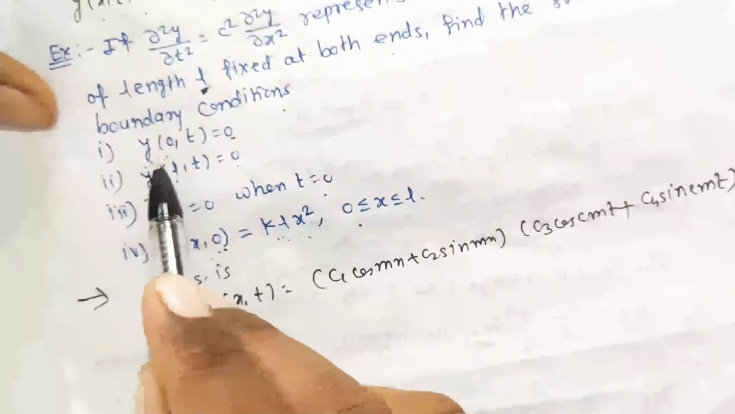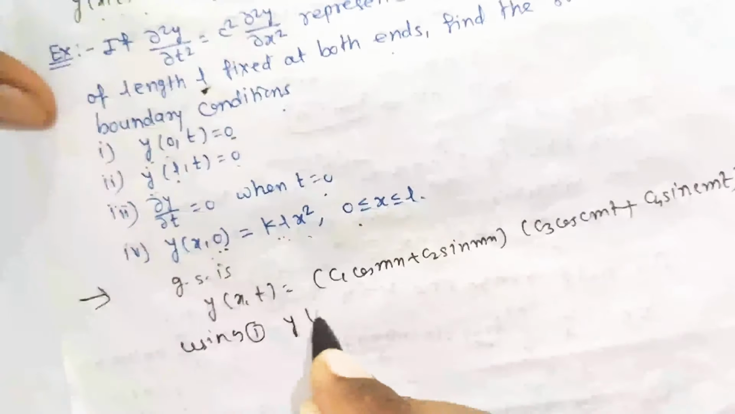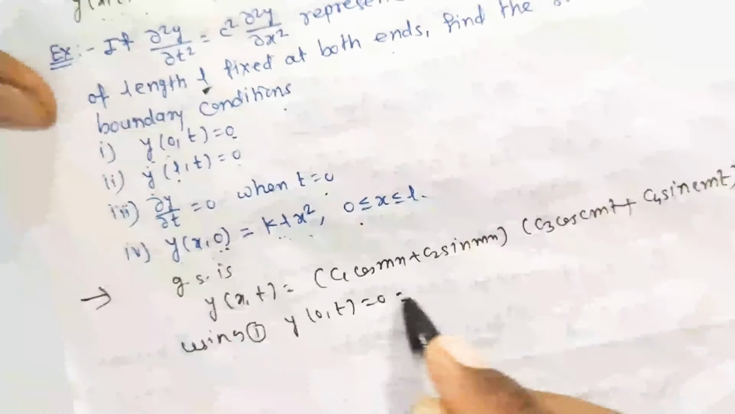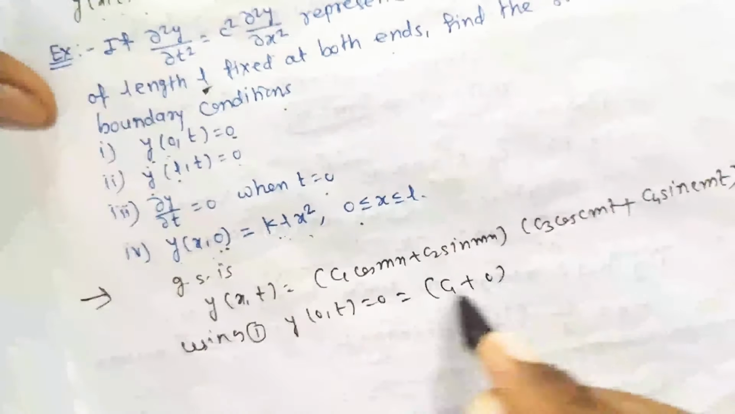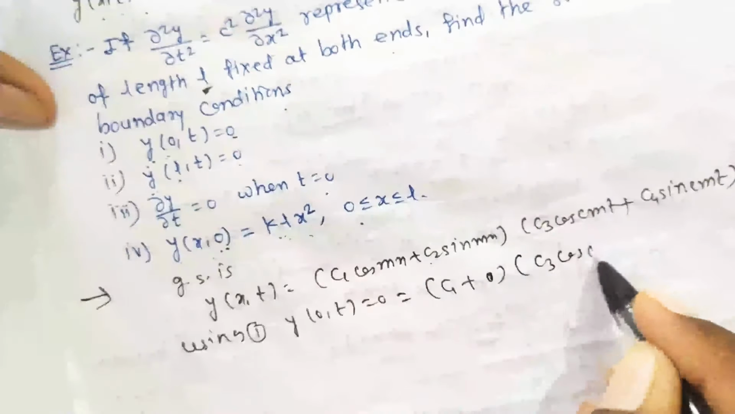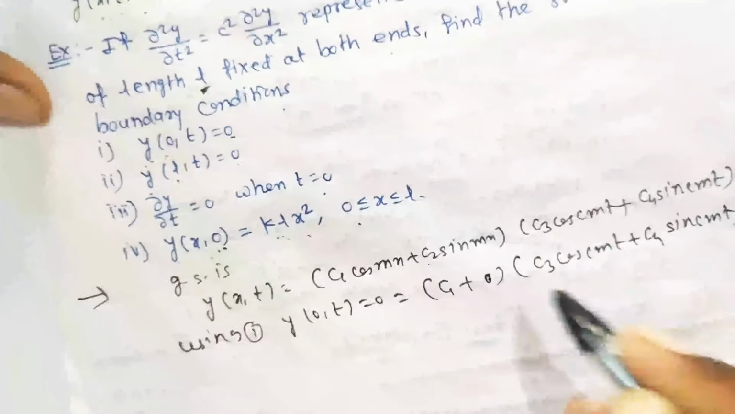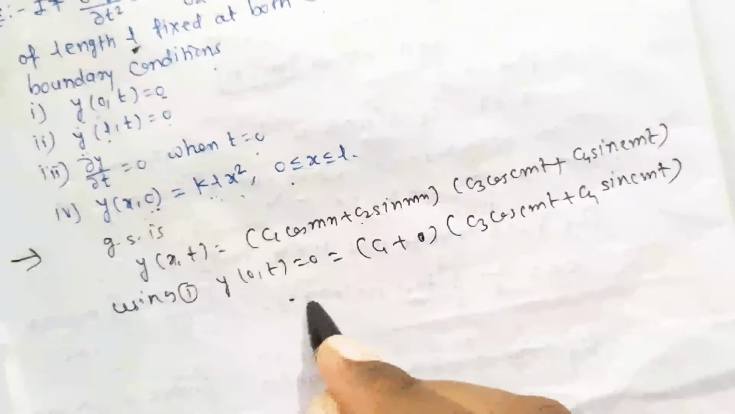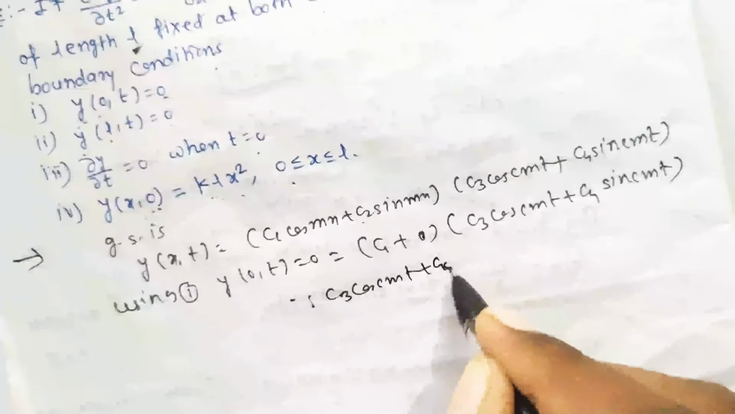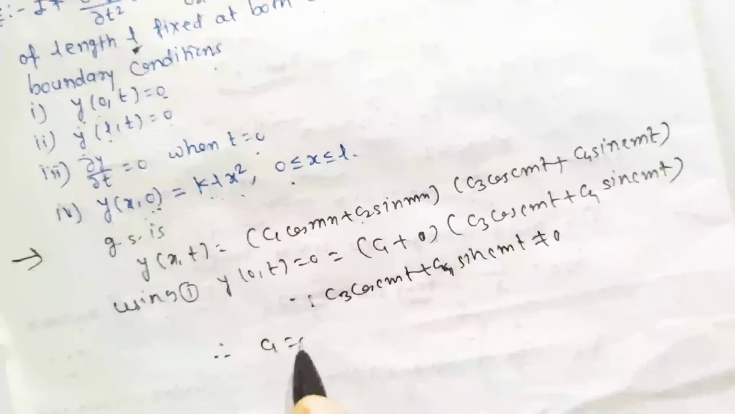Now the first condition is y(0,t) = 0. Using condition 1, in y(x,t) if you put x = 0, we get c1 cos 0, which is c1, plus c2 sin 0, which is 0, times (c3 cos cmt + c4 sin cmt). But c3 cos cmt + c4 sin cmt is not equal to 0, and therefore c1 = 0.